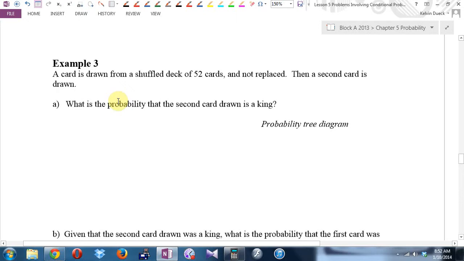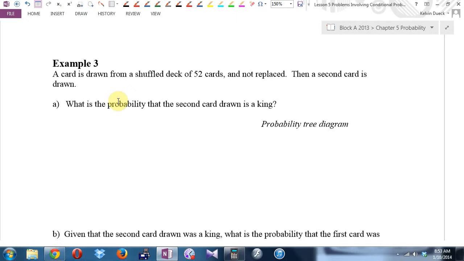Example 3. Cards. A card is drawn from a shuffled deck of 52 cards and not replaced. Then a second card is drawn. A says, what's the probability that the second card drawn is a king? B says, hey, what's the first word of part B? Conditional. We'll come back to that.